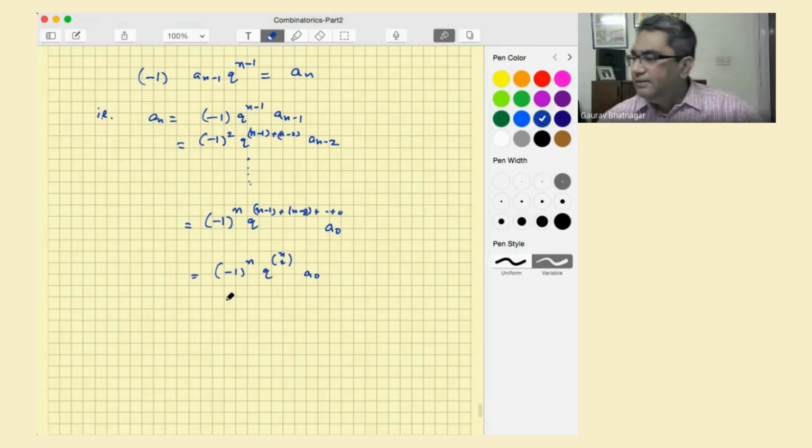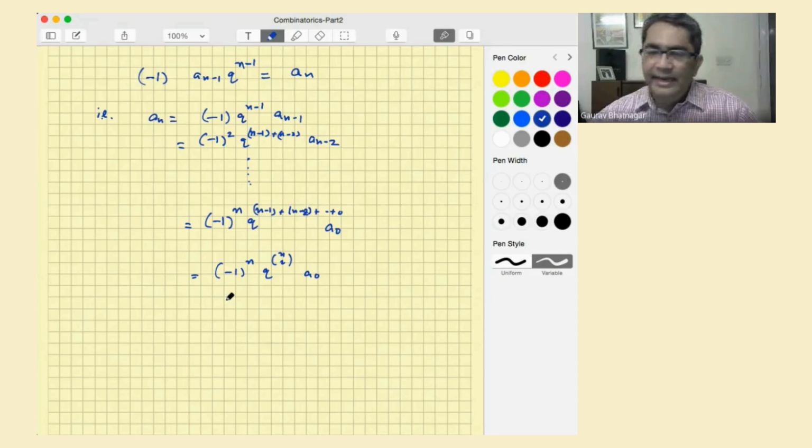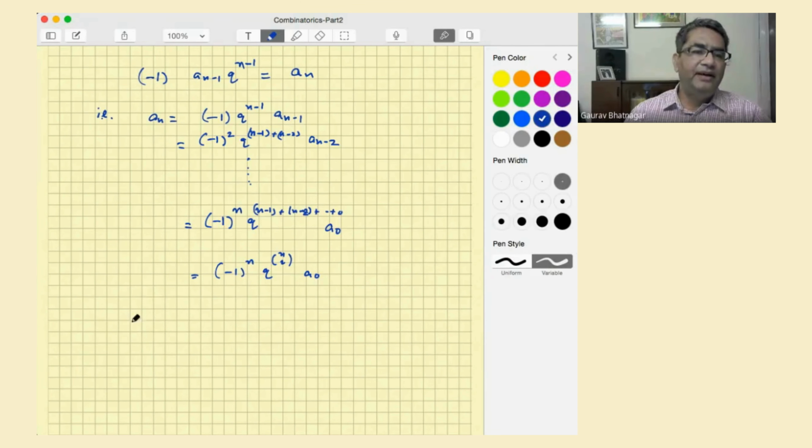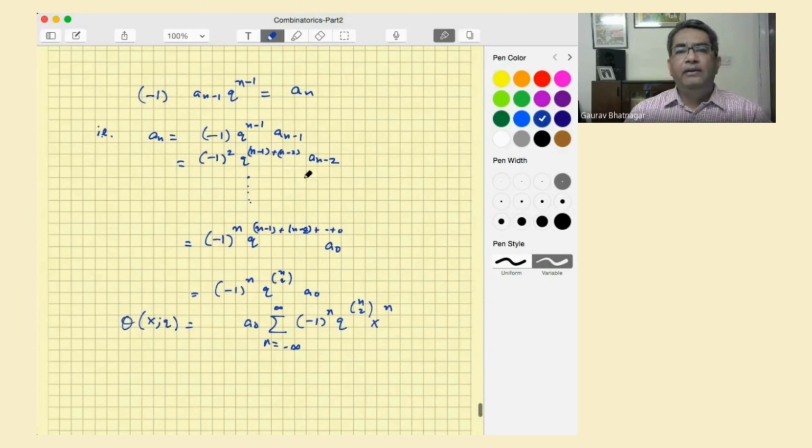It's fine? Yes, Professor. Okay, so now where are we? Where we are: theta x q is equal to a_0 times minus 1 raised to n, q raised to n choose 2, x to the n going from minus infinity to infinity. So, you can do the same game for both, that you have to verify.